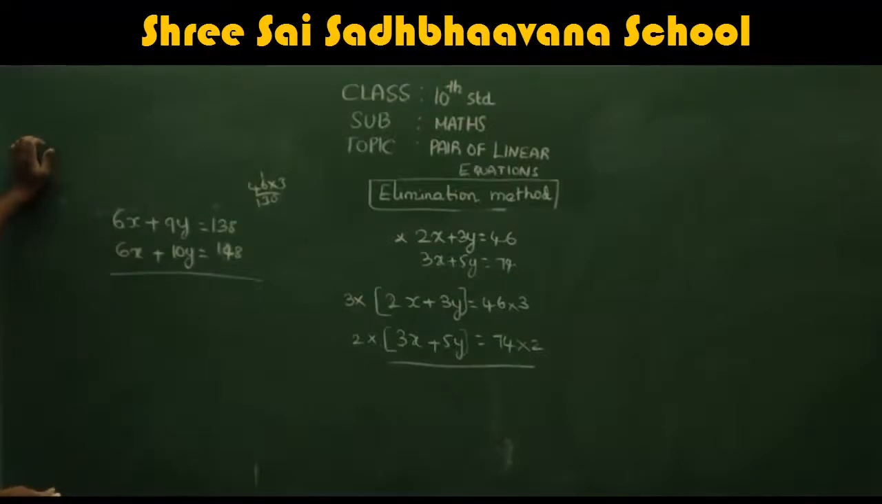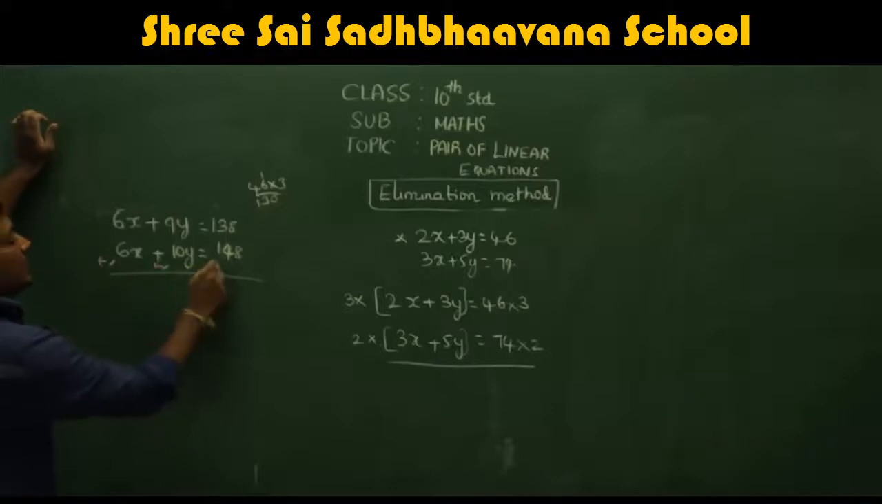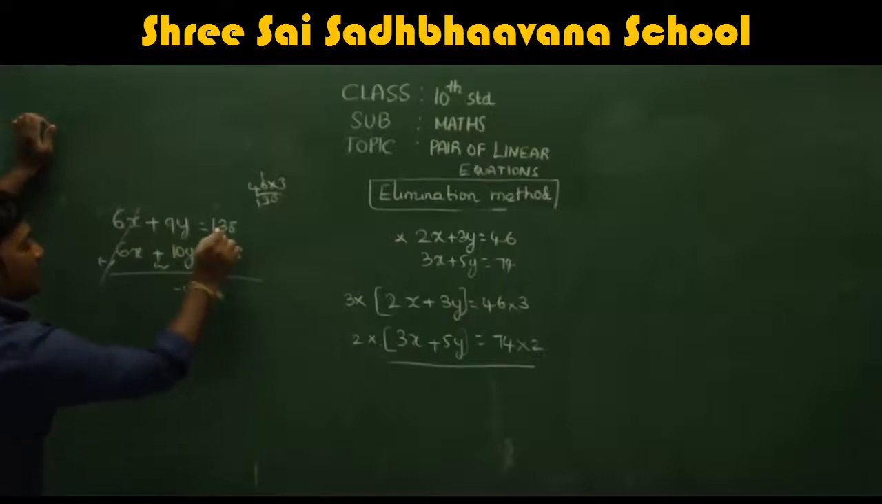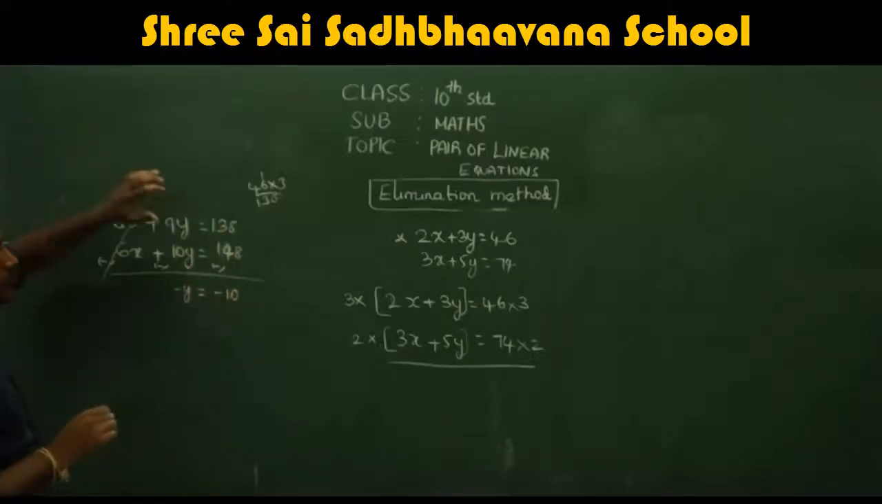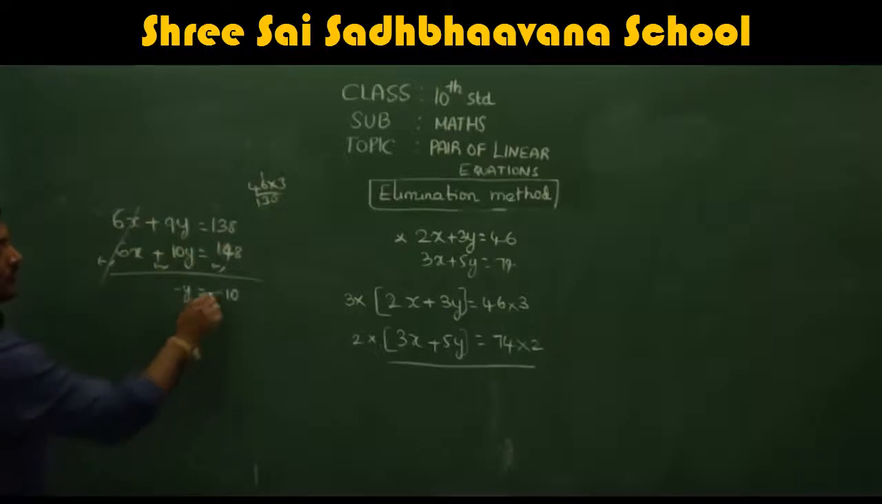Correct. So now subtract. As I said, we have to subtract on both the sides. So when you subtract, the signs will change. This will become minus, minus, minus. Correct. 6x, 6x is cancelled. 9y minus 10y, minus y, here minus 10, because 138 minus 148 will give you minus 10. Both the sides, the negative will get cancelled. So y is equal to 10.